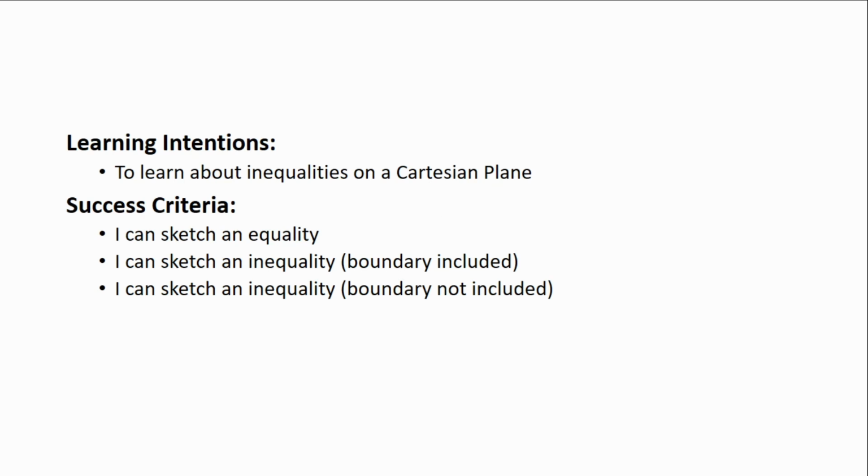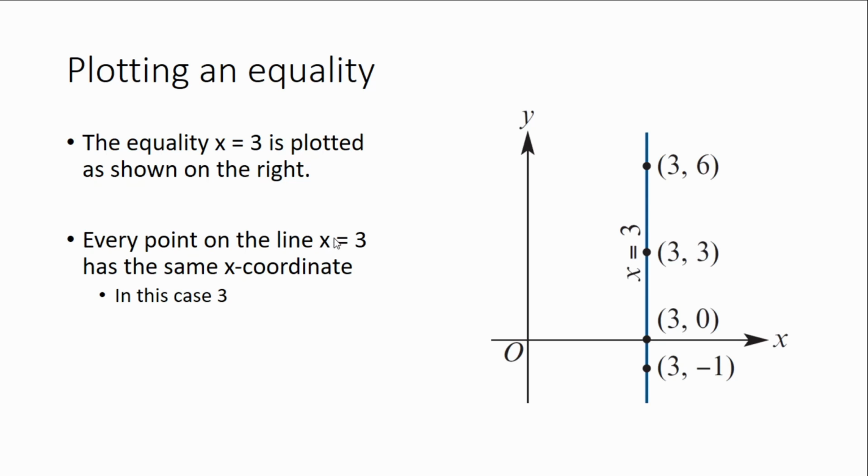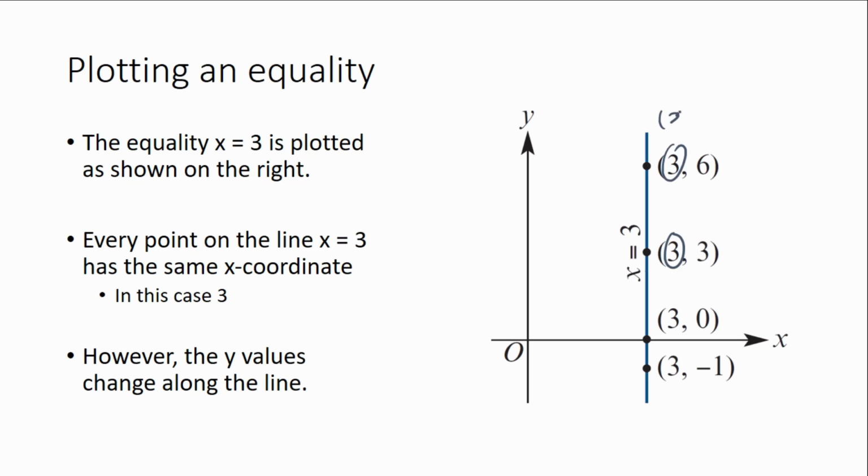Alright, so starting off with our first goal on plotting an equality. An equality is something like x equals 3 and it's plotted as shown on the right. We've done a few of these when doing linear graphs. It's essentially a straight line, and every point on the line x equals 3 has the same x coordinate, in this case 3. However, the y value changes along the line. As we run across this line, the x value always stays at 3. However, the y value is changing as we move up and down on that line.